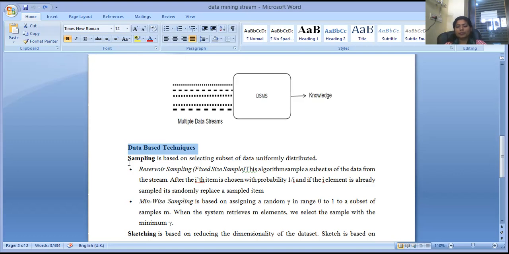Suppose there is a set of data, and the ith item is chosen with the probability 1 by i, and if the ith item is already chosen, then it is randomly replaced with one of the sample data items. Meanwhile, another sampling method is based on assigning a random value, suppose gamma in the range 0 to 1, to each item of the sample m. And when the system retrieves m elements, we select the sample with the minimum gamma. So first is sampling. We are using the sampling techniques.